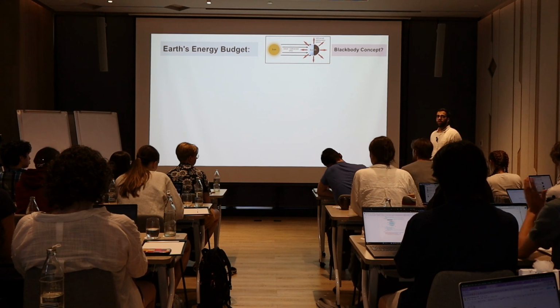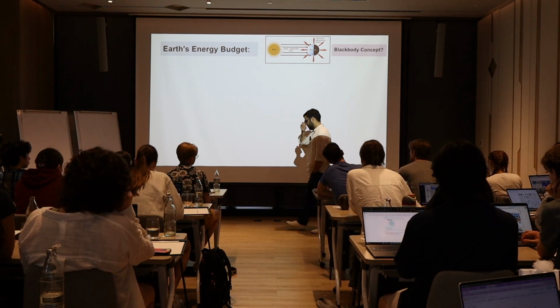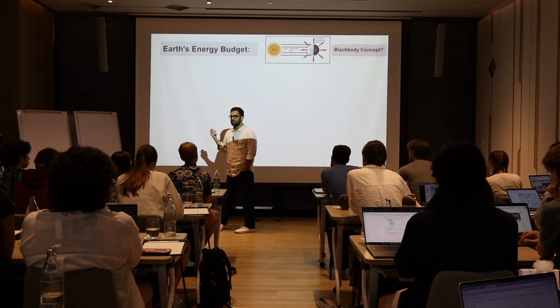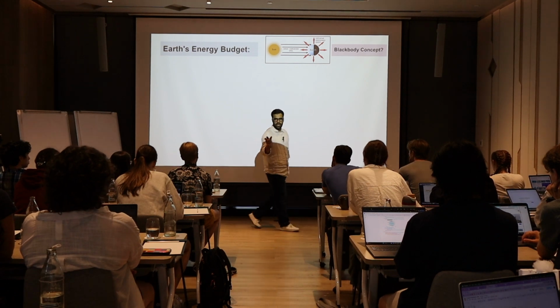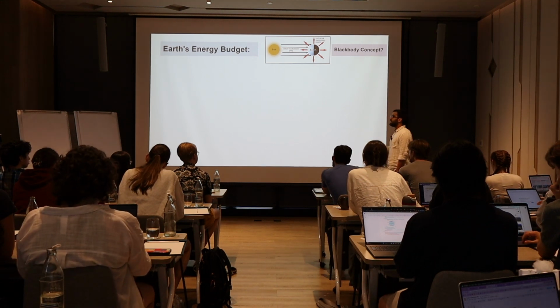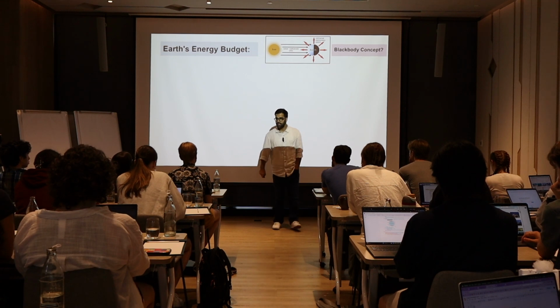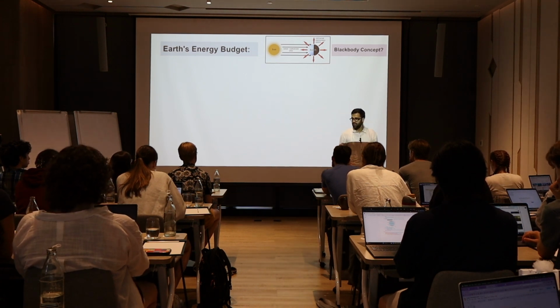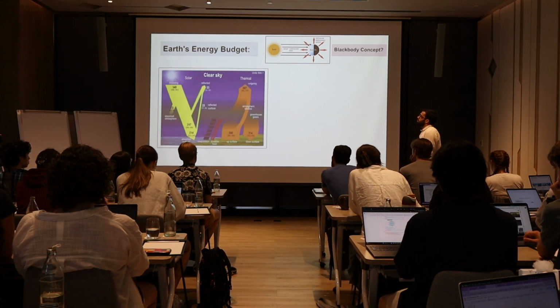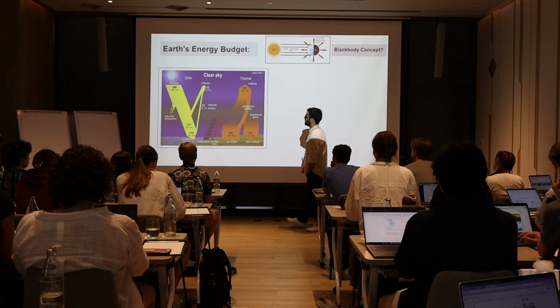The sun emits the short wave radiations majorly: UV rays, then it comes to the visible range. There are very short wave radiations. While the Earth emits the long wave radiations, infrared radiations and other radiations. So this is the concept of the Earth energy budget.